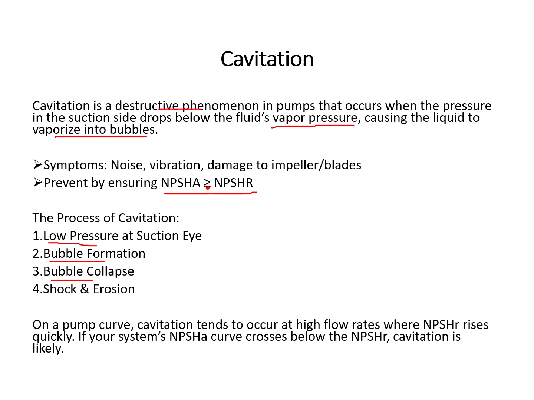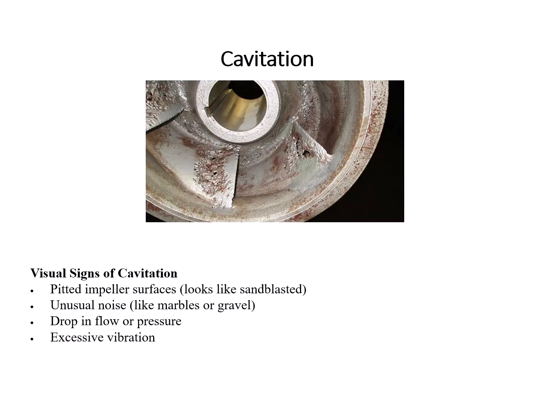So what will happen is that the bubbles will collapse. Collapsing will cause pitting, damage on the skin of the pump from inside. It will cause shock and erosion. On a pump curve, cavitation tends to occur at high flow rates, as we just discussed, where the net positive suction head required rises quickly. If your system's net positive suction head available curve crosses below the required, cavitation is likely to happen.